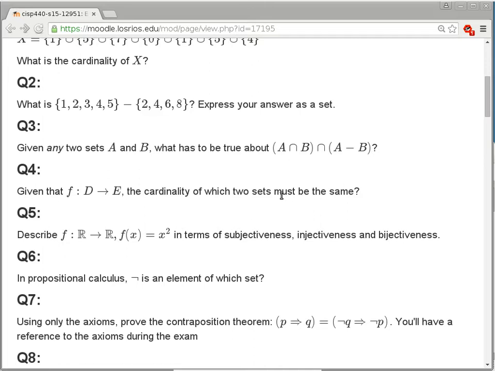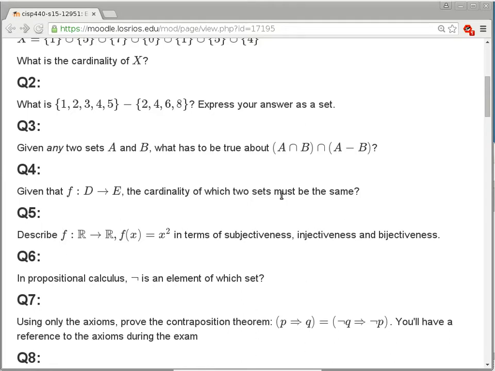F and D must have the same cardinality. Now, E can be different. E can be smaller when F is not injective, okay? You can have E being smaller than D, or you can have E being larger than D, then it is not surjective, because it's not possible to map everything from D to E. Are there any questions about question number 4?